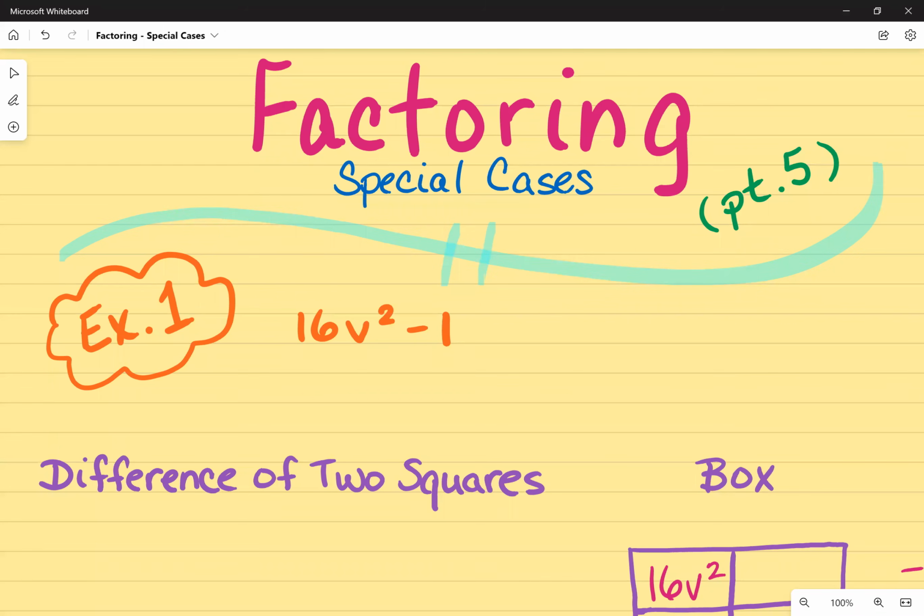I will be discussing factoring special cases. This is part 5 of the factoring series. The first example is what's known as difference of two squares.